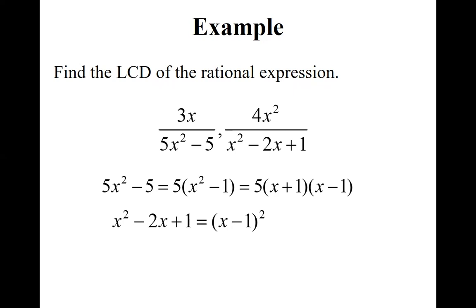Each unique factor we have would be 5, x plus 1, and x minus 1. The highest power of 5 is just 5 to the first. The highest power of x plus 1 is x plus 1 to the first. The highest power of x minus 1 is x minus 1 squared. So our LCD would be 5 times x plus 1 times x minus 1 squared.